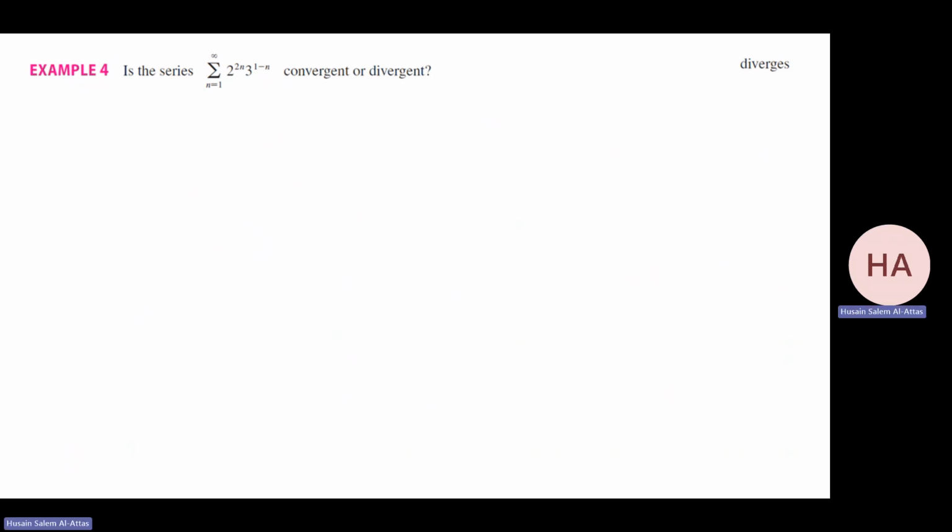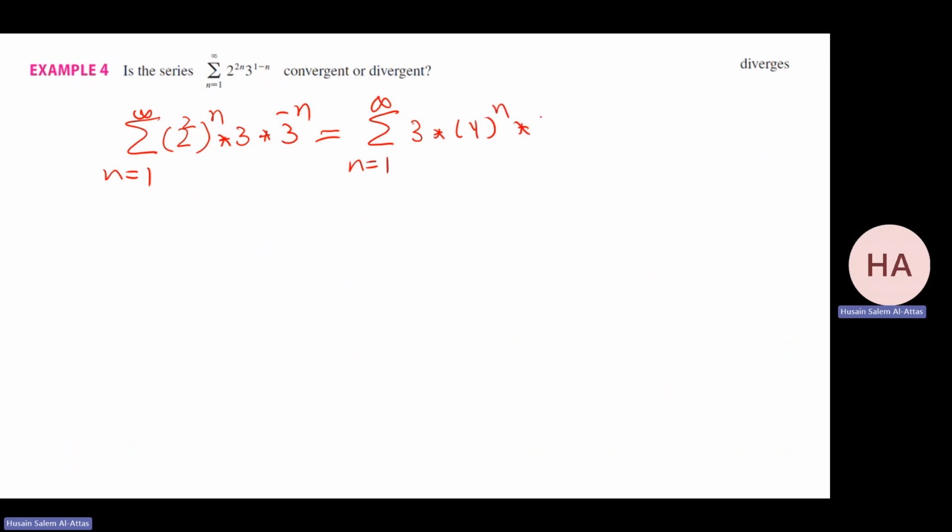Okay. This one, 2 to the power 2n times 3 to the power 1 minus n. Let me try to rewrite it first in an easier form. I have 2 to the power 2, all to the power n, times 3 times 3 to the power minus n. Now, if we write it this way, that will be the summation n equal 1 to infinity, 3 times 4 to the power n times 3 to the power minus n, and that will be 3 times 4 over 3 to the power n. And now it's ready to be a geometric series.